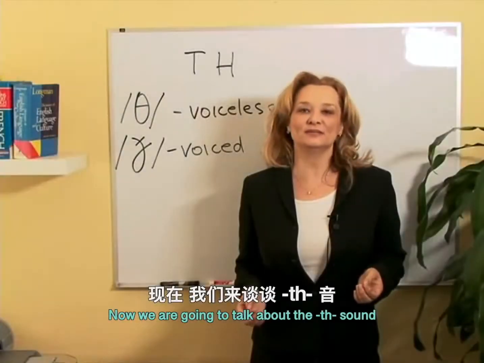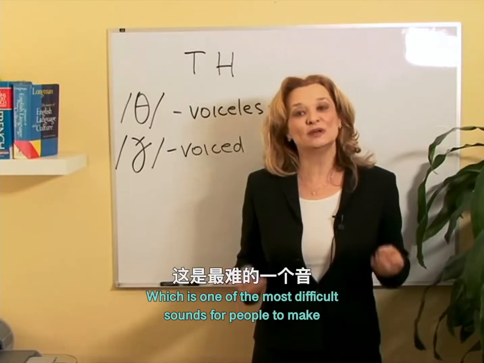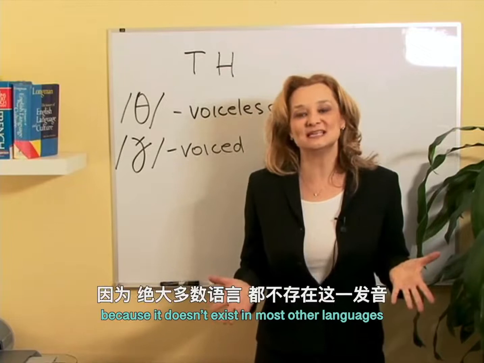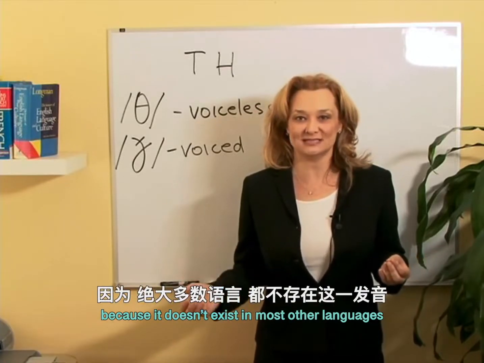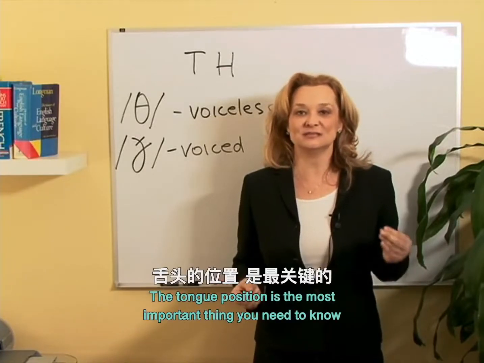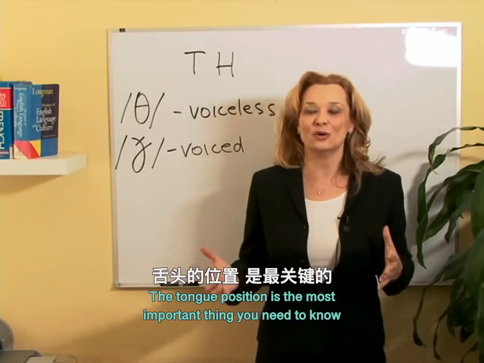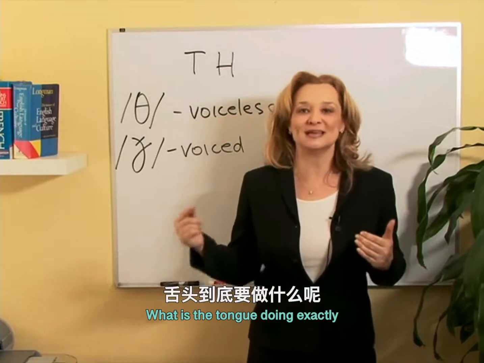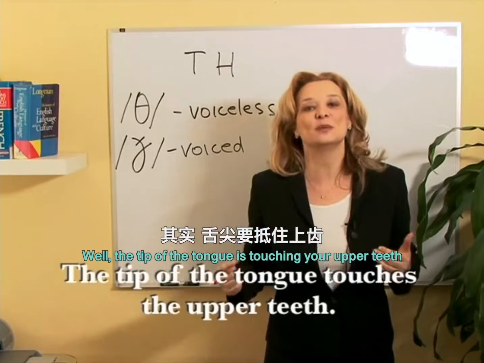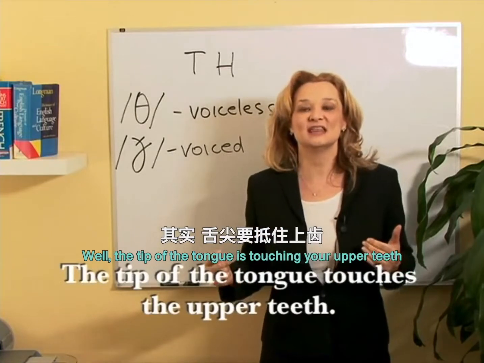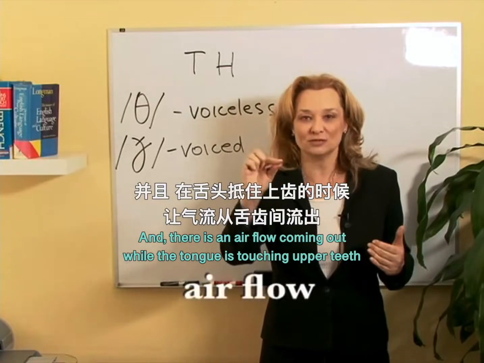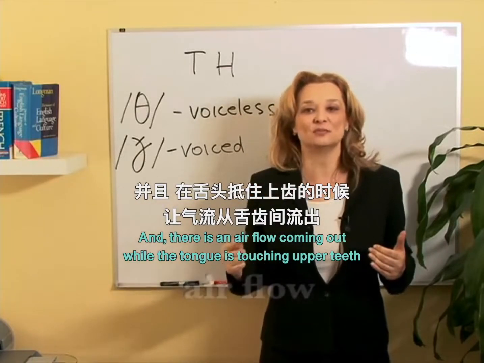Now we're going to talk about the TH sound, which is one of the most difficult sounds for people to make because it doesn't exist in most other languages. When we produce the TH, the tongue position is the most important thing you need to know. What is the tongue doing exactly? Well, the tip of the tongue is touching your upper teeth. And there's an airflow coming out while the tongue is touching the upper teeth.